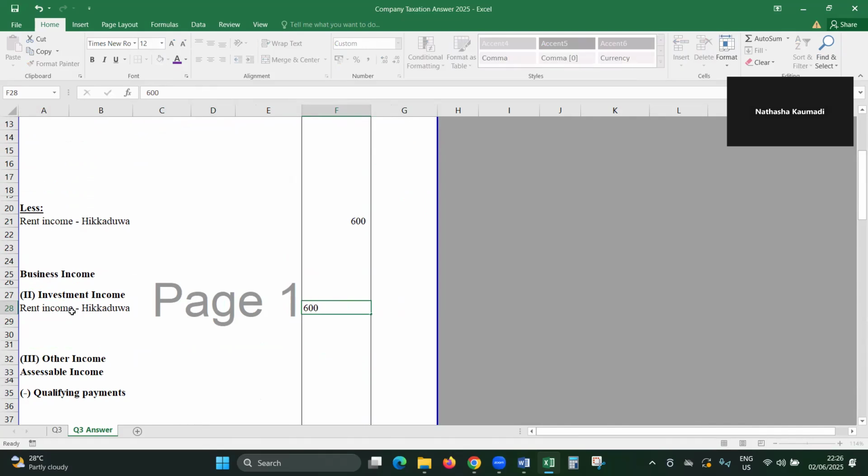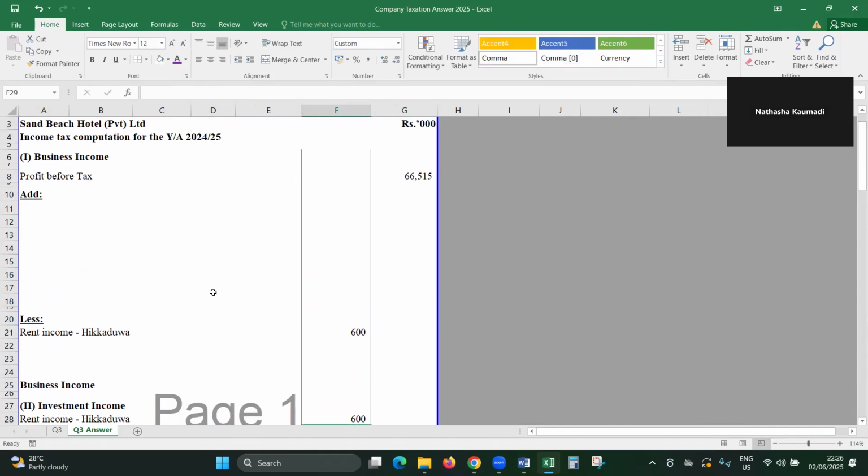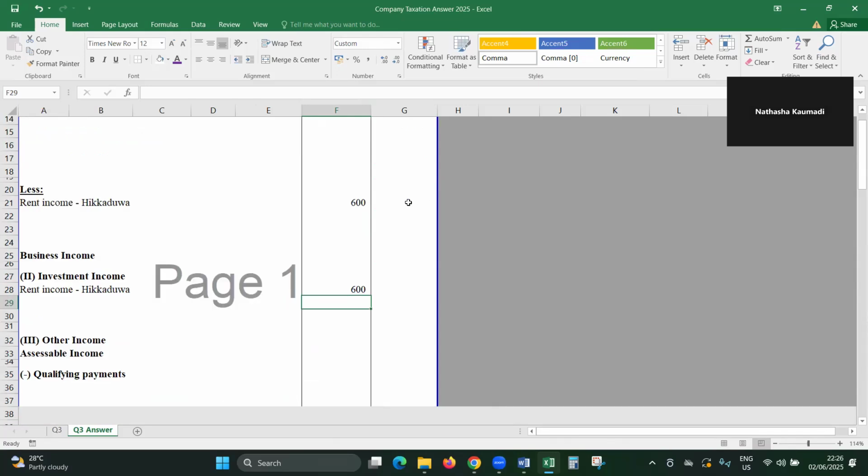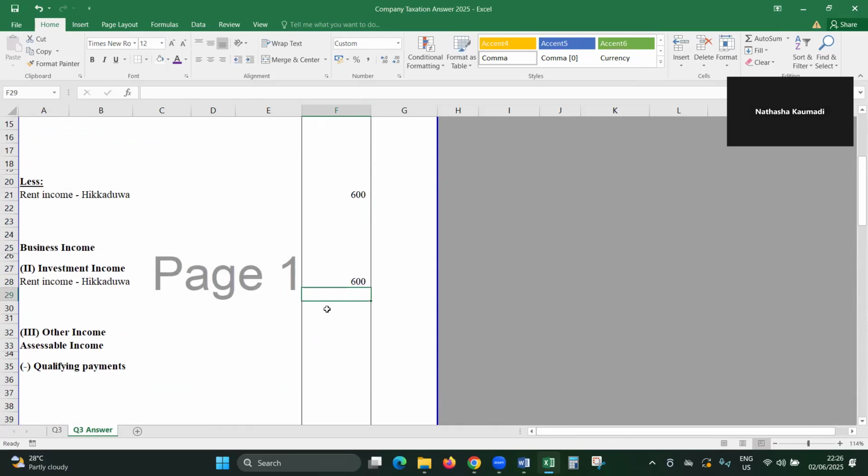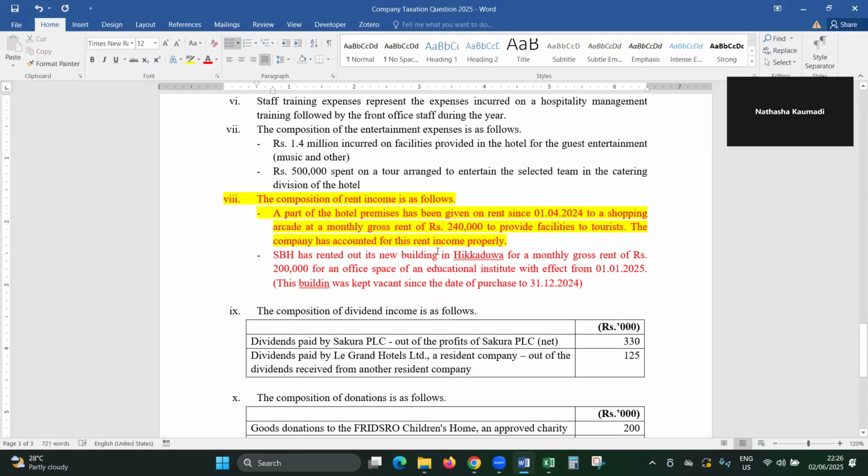600,000. So I removed the rent income from business income and then added it to investment income, rent income as an investment income. Again, the WHT story is coming. It says, if the tenant is paying more than 100,000 monthly. Yes, of course, the tenant is paying 200,000. That means the tenant has to deduct WHT when paying.